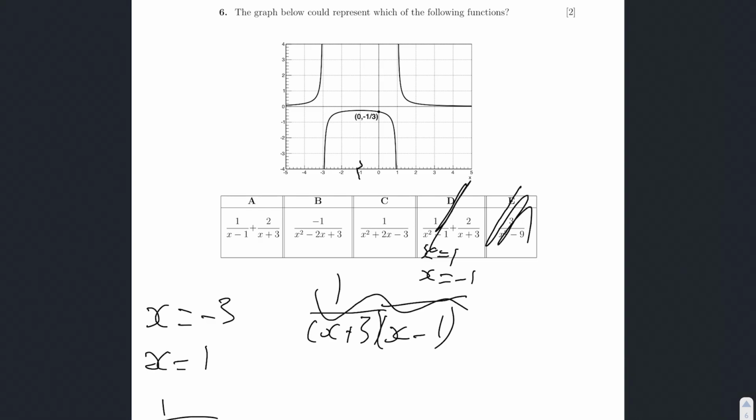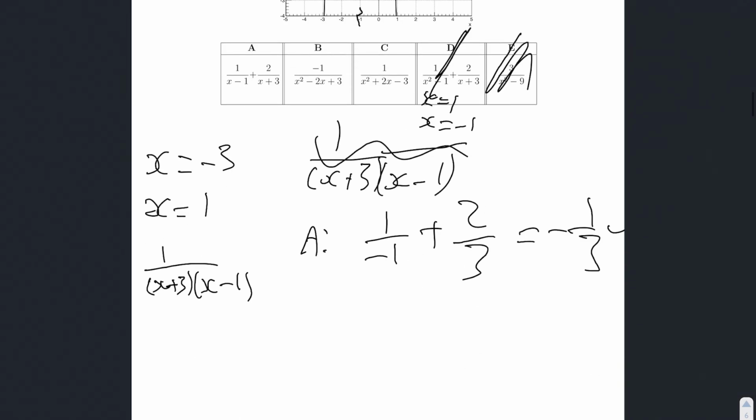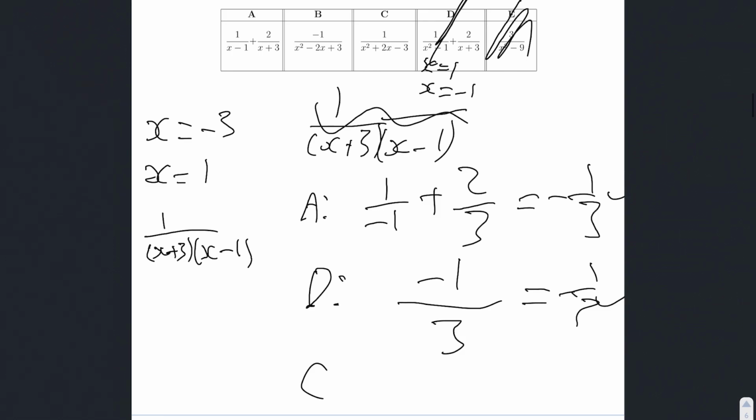So at x equals 0, it's minus a third. For A, x equals 0, we have 1 over minus 1 plus 2 over 3. This equals minus a third, so A is fine. For B, put in 0, we have 1 minus 1 over 3, which equals minus a third, so that checks out. And then look at C. We have 1 over minus 3, which equals minus a third. So that checks out as well.